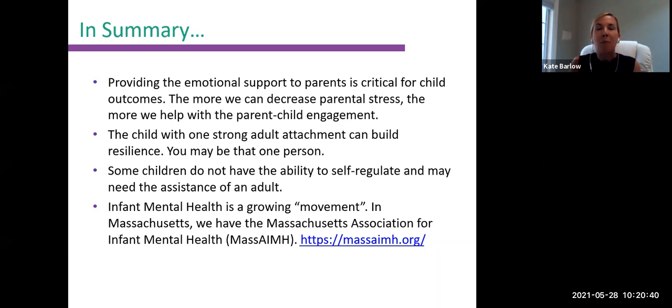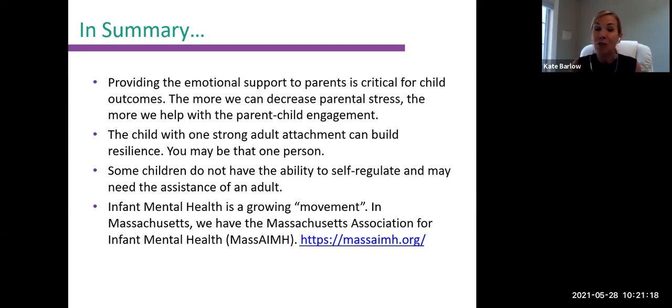Also in summary, providing emotional support to parents is really critical for child outcomes. And the more we can decrease parental stress, the more we can really help with that parent-child engagement. The other piece is that the child with one strong adult attachment can start to build resilience, and you might be that one person. So if you're the teacher in a Head Start classroom, you might be that child's one person, and you may be that connection that is helping to build resilience for that child.